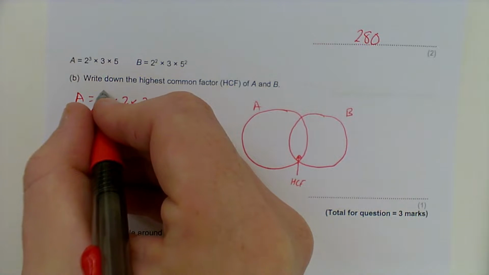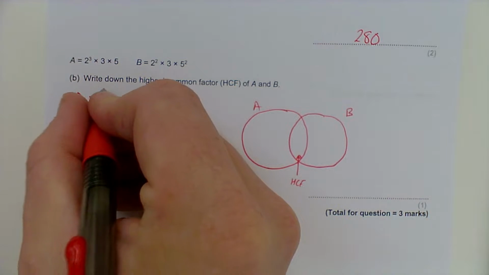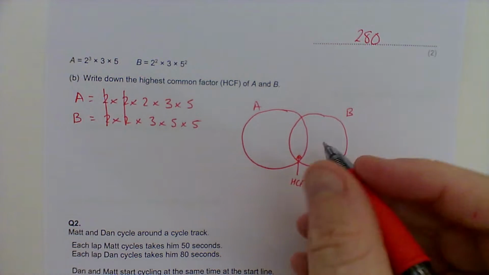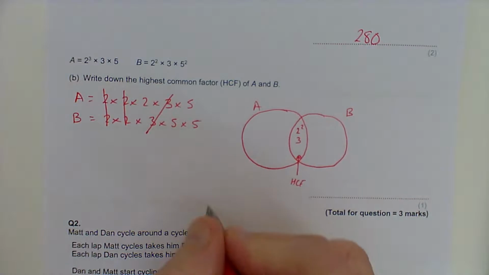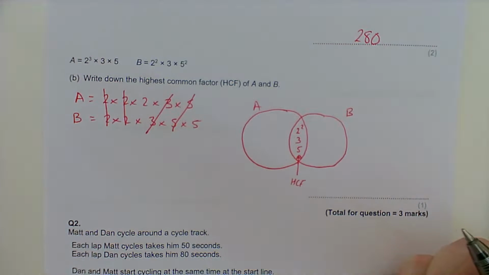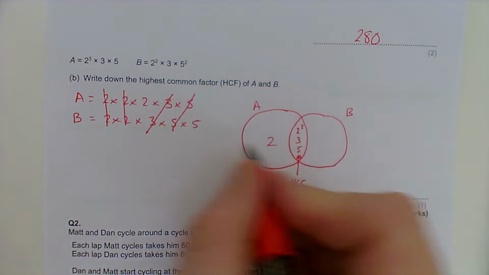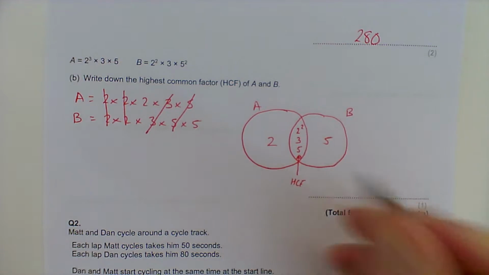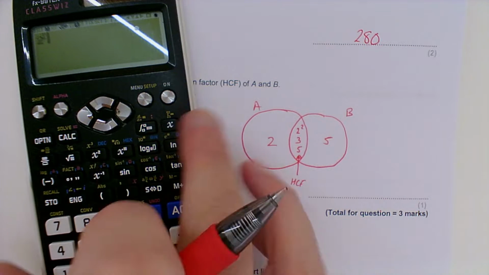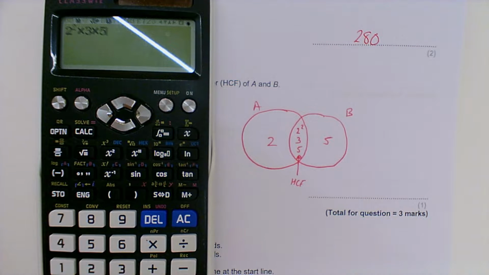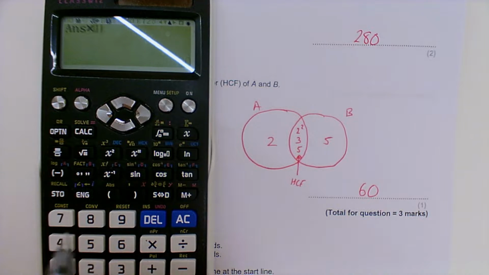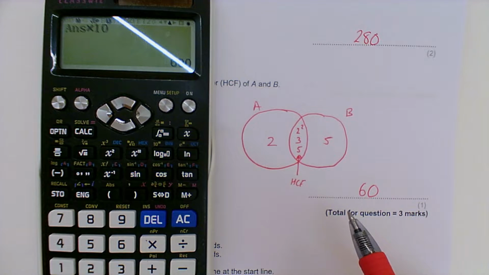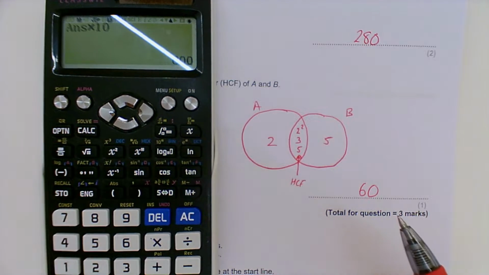So what's common? Well, I've got a pair of 2's, so 2 squared. I've got a pair of 3's, and I've got a pair of 5's. And if I wanted to, I could fill in the rest. I've got a 2 left over here, and I've got a 5 left over here. But the highest common factor is that bit in the middle. So it's 2 squared times 3 times 5, and I get an answer of 60. The lowest common multiple, remember, would be everything. So I times that by 10, and the lowest common multiple would be 600. I times it by 10 because 2 times 5 is 10.